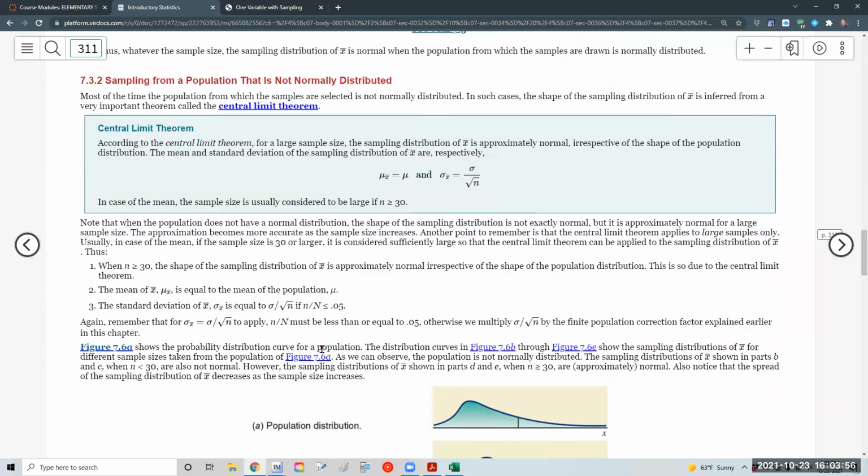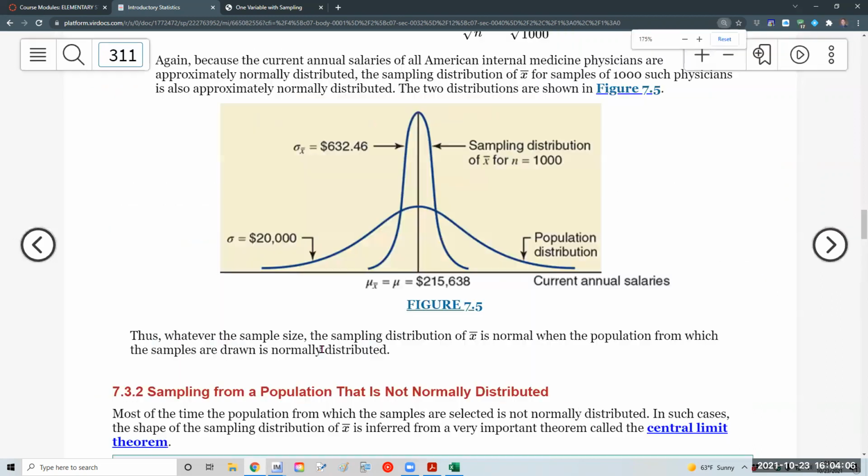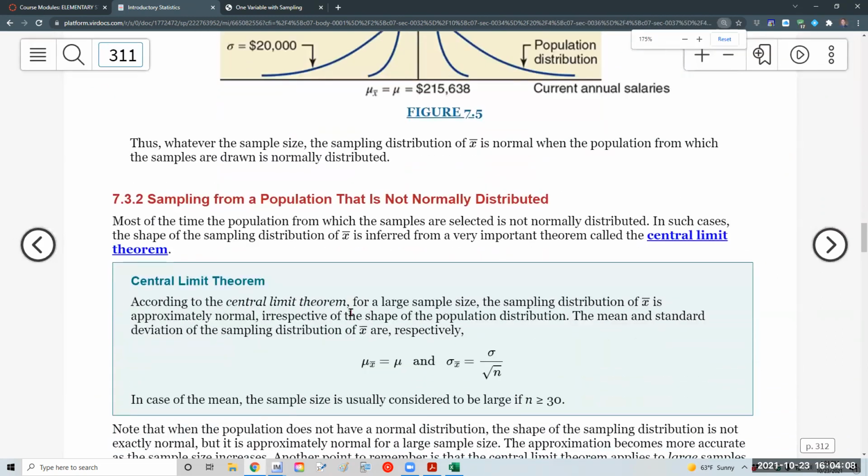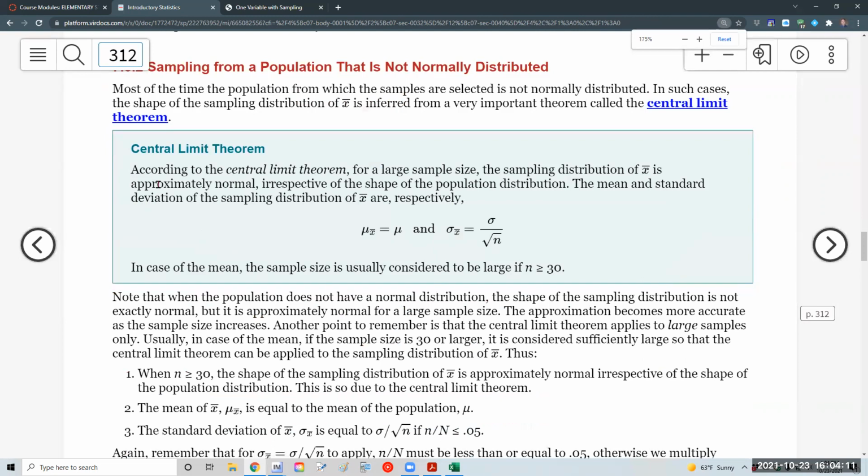But what about the shape of the sampling distribution when your population graph is not a normal curve, because this happens. Well, let's talk about that. According to the central limit theorem, for a large sample size, and by large, we mean something that is greater than or equal to 30, your sampling distribution of x bar will be approximately bell-curved or normal in shape, irrespective of the shape of the population distribution.